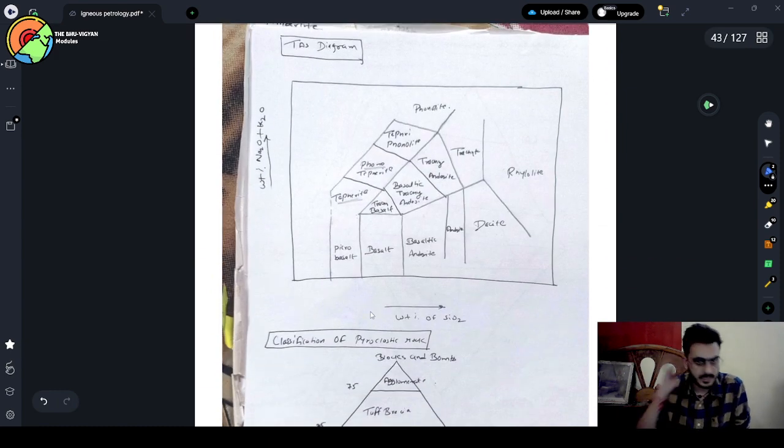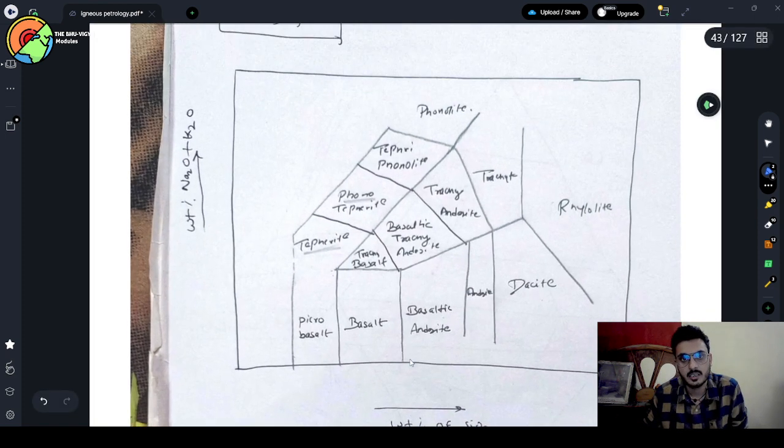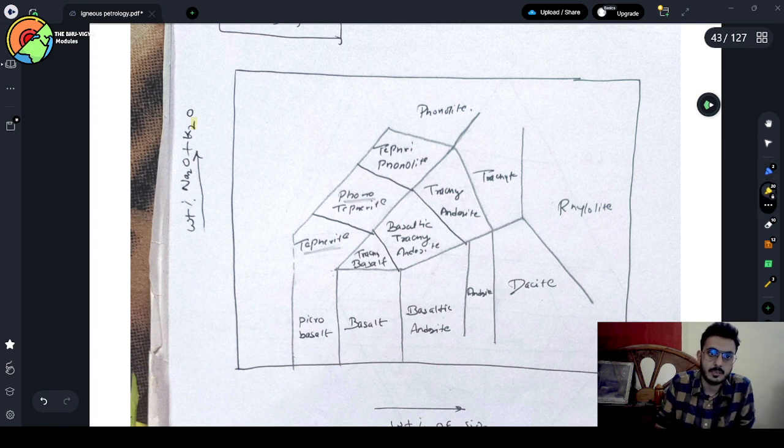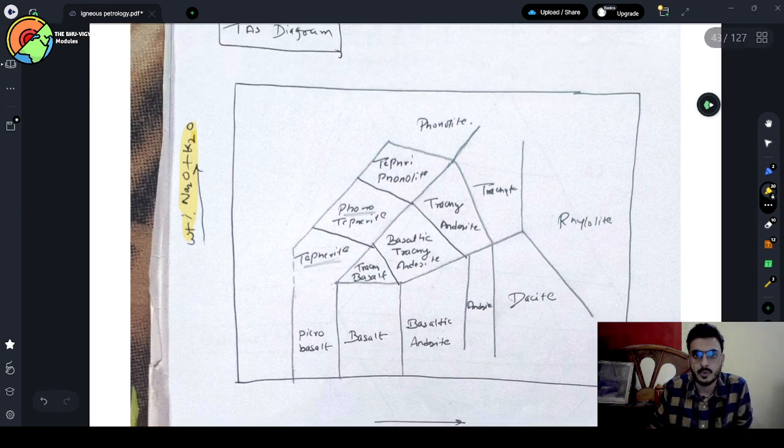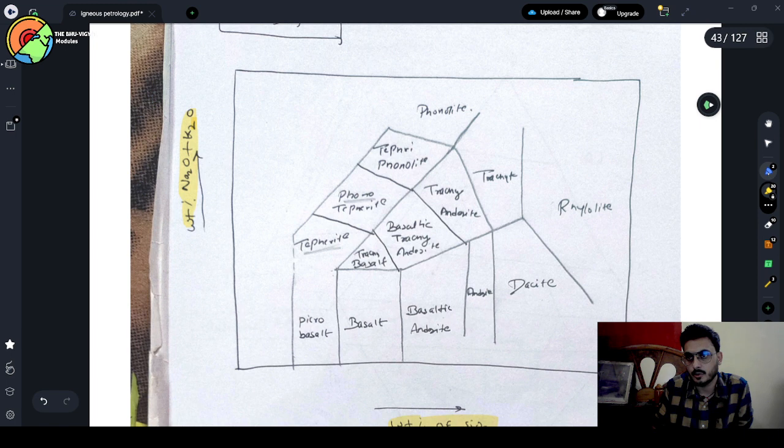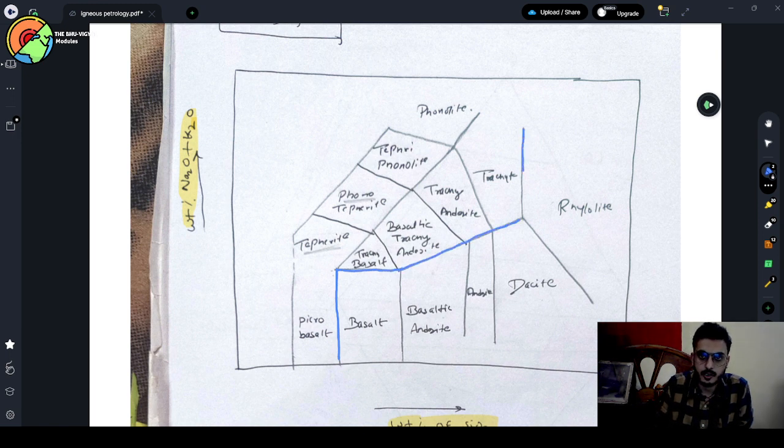Now if we see the TAS diagram, that is the total alkali silica diagram. On the y-axis we plot the weight percentage of Na2O plus K2O, and on the x-axis we have the weight percentage of SiO2. Now how to draw this diagram: first we will make this line, then we'll make this line, and then we project it like this. Whatever I'm highlighting, this is the trick to draw this diagram.